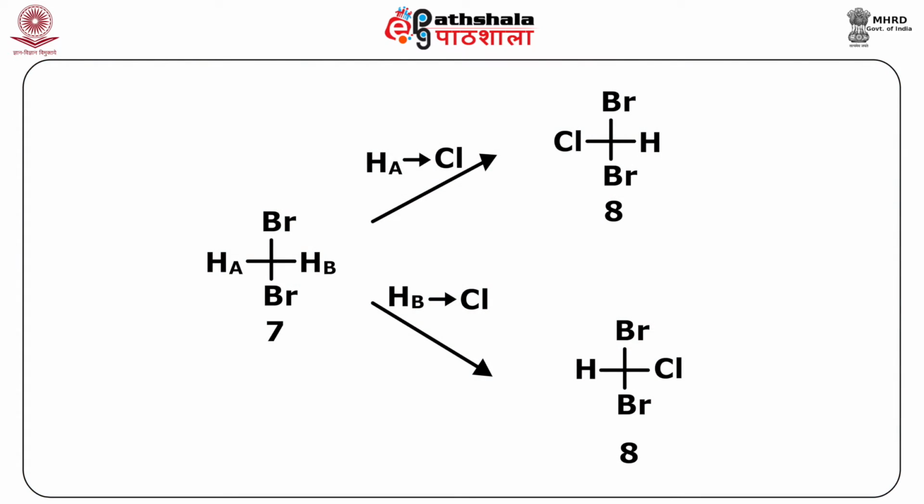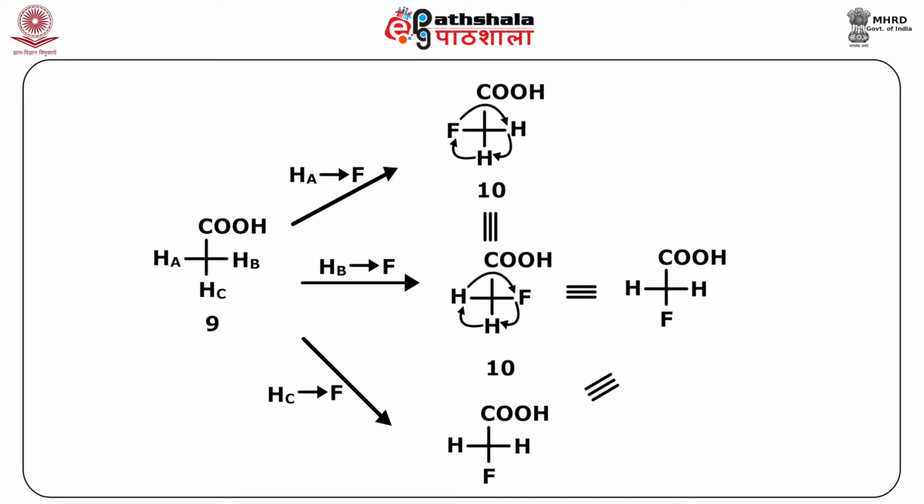Two hydrogen atoms of methylene bromide, that is structure number 7, are homotopic because replacement of either by chlorine gives the same dibromochloromethane. As you can see, the two hydrogen atoms of methylene bromide, molecule number 7, are homotopic because replacement of either by chlorine gives the same product, that is dibromochloromethane. You can see here the homotopic ligands in methylene bromide as an example. The three hydrogen atoms in acetic acid as shown here are homotopic because replacement of any one of them by fluorine gives the same fluoroacetic acid. Now this is shown to you here in the figure.